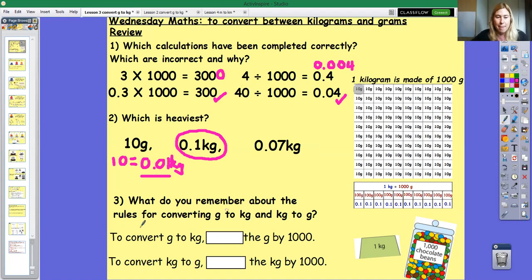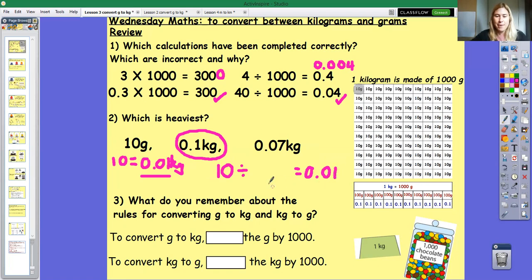Okay, what do you remember about the rules for converting grams to kilograms and kilograms to grams? Because we were looking at those mathematical rules, weren't we? And actually we can kind of use what we had up here. If we had 10 grams, what would we have to do? What would we have to do in order to end up with our kilogram amount?